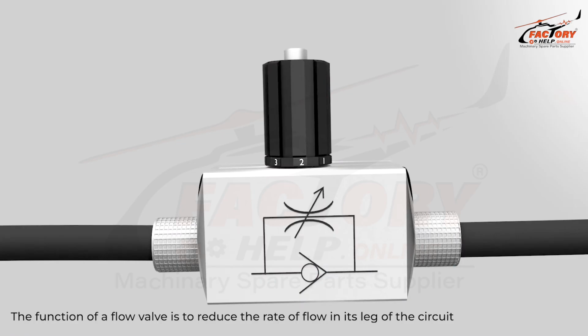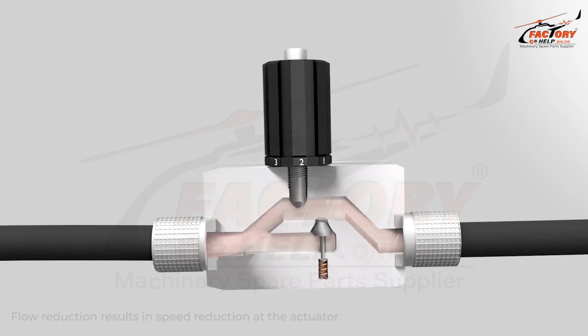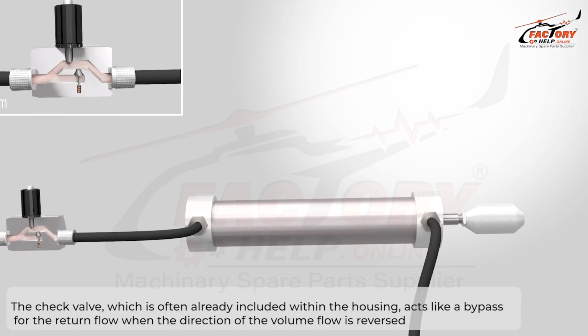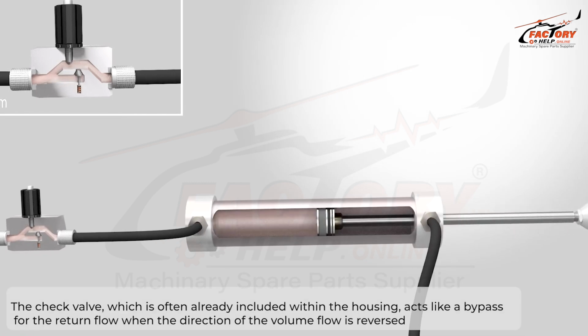The function of a flow valve is to reduce the rate of flow in its leg of the circuit. Flow reduction results in speed reduction at the actuator. For an example of an actuator, here is a cylinder. The check valve, which is often already included within the housing, acts like a bypass for the return flow when the direction of the volume flow is reversed.